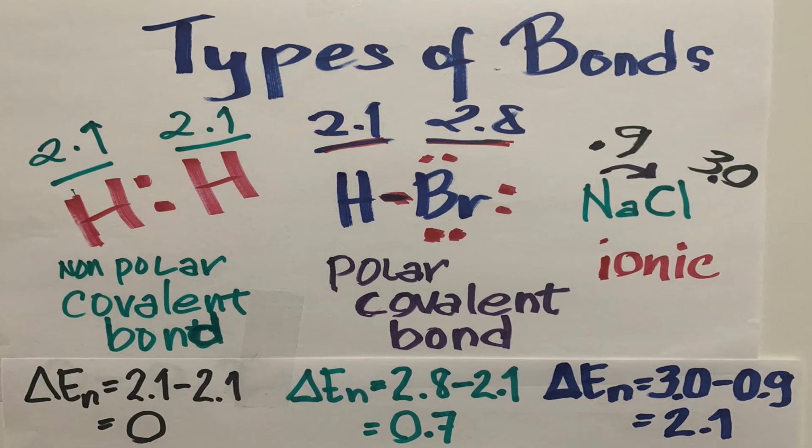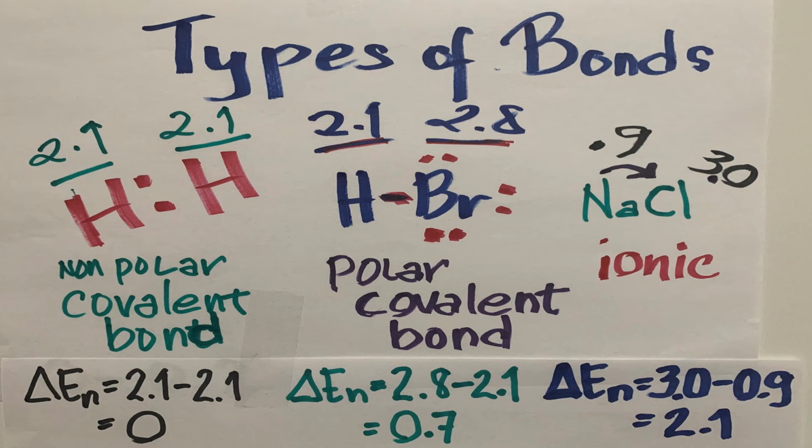So here is an example. We have the types of bonds between hydrogen and hydrogen. 2.1 is the electronegativity value of hydrogen. And of course, between two similar atoms of hydrogen, it makes sense that if you get the difference between their values, the difference is equal to 0, right? This symbol means difference in electronegativity.